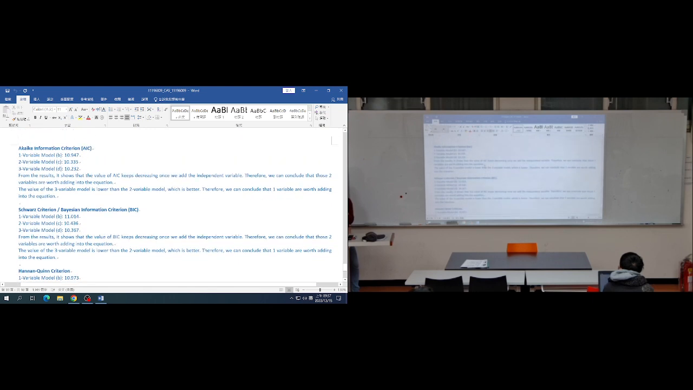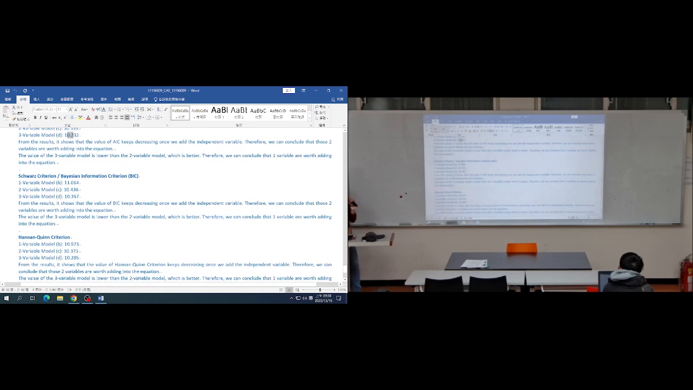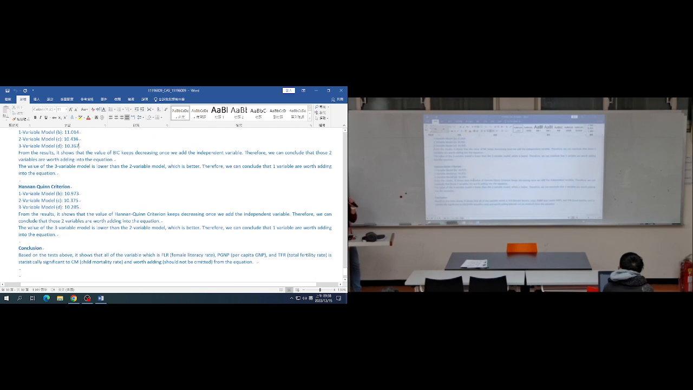And this is for the AIC, BIC, and Hannan-Quinn criterion. From the AIC, BIC, or also Hannan-Quinn, it shows that from the one-variable model up to the three-variable model, the value keeps decreasing once we add the independent variables. So from here to here, we can see that the number is decreasing. The same with BIC, and then the Hannan-Quinn.